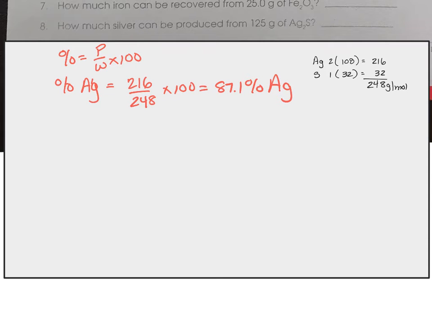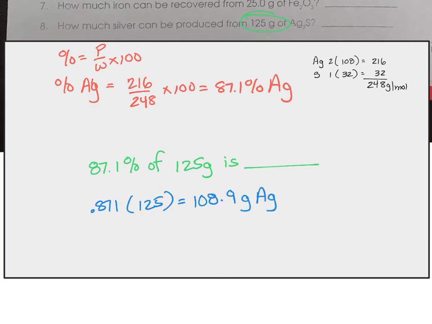Now they told us the sample size was 125 grams. If 87.1% of 125 grams is going to be your silver, then we just have to do the math. We take 0.871 times 125 equals 108.9 grams of silver. And that's what they're looking for.